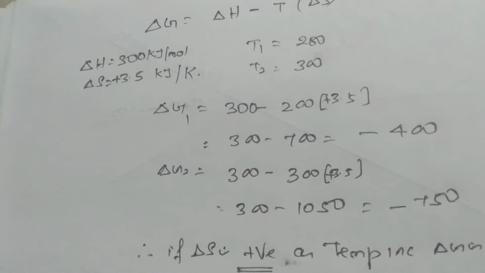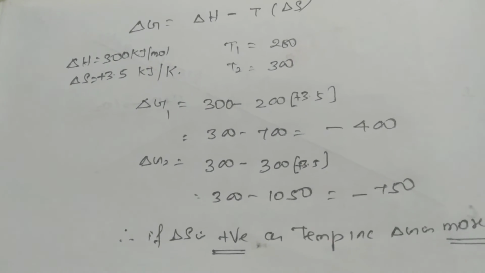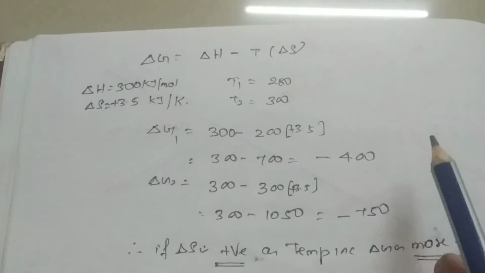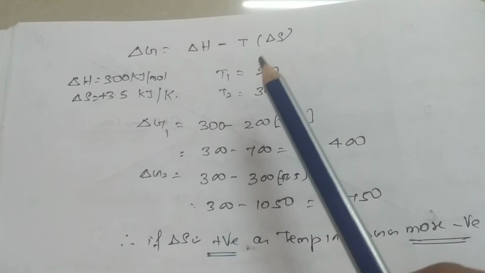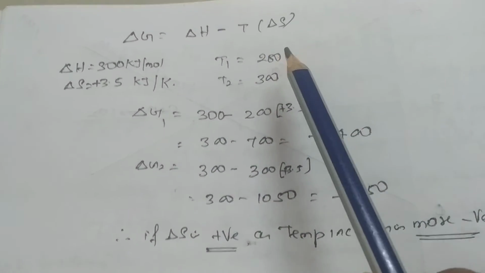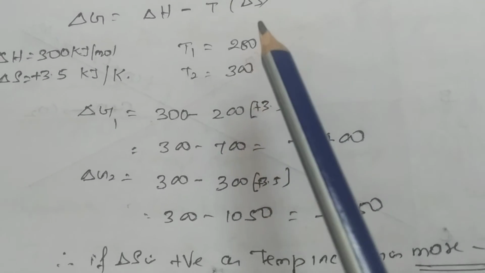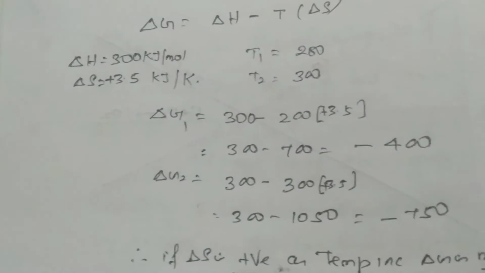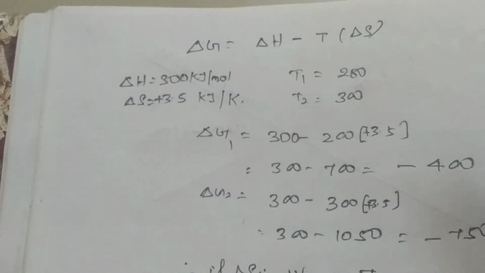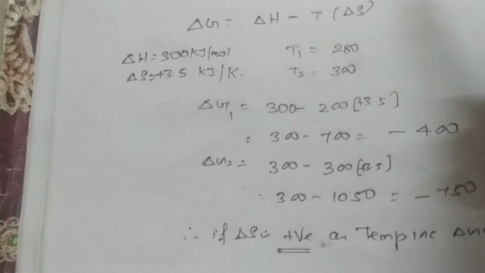I'm just trying to explain this with a small calculation. Suppose delta G is going to be, we're going to find two typical temperatures, delta G1 and delta G2. One at say 200 Kelvin, and 300 Kelvin.